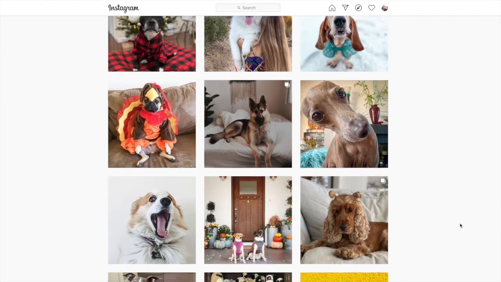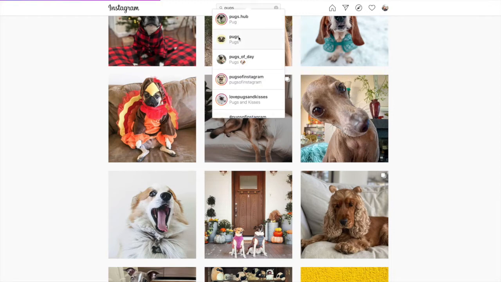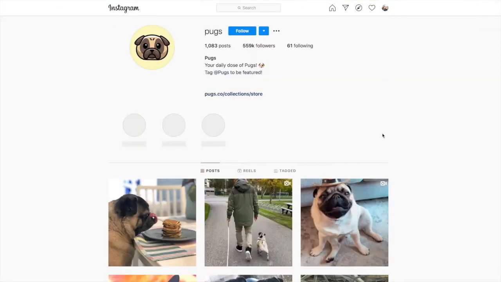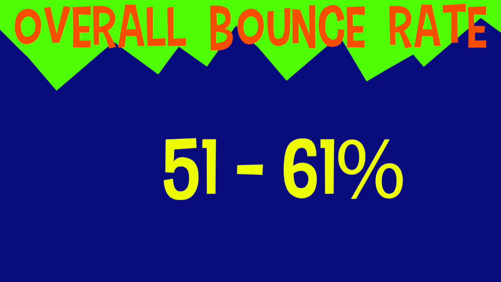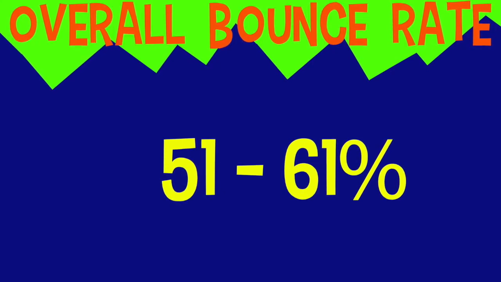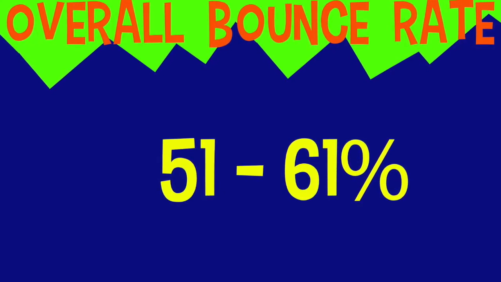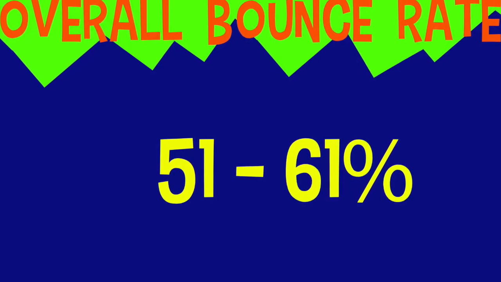Also, if you're using your phone, mobile users bounce more often. So if your target market uses mobile devices more often, your bounce rate's going to be higher. So the overall bounce rate for all websites is 51 to 61%. That's the average. Therefore, anything over 70 is high and under 50 is good.